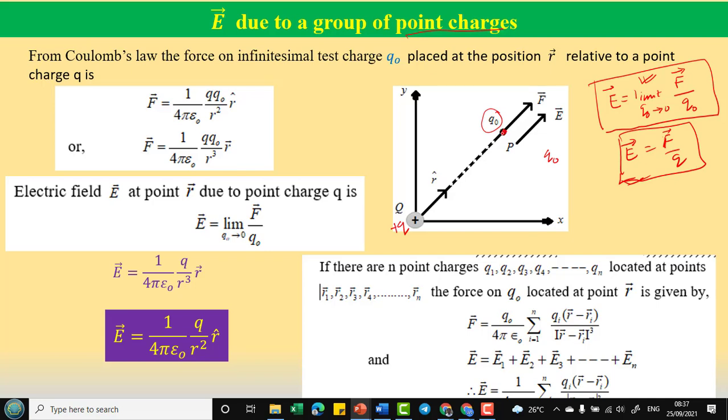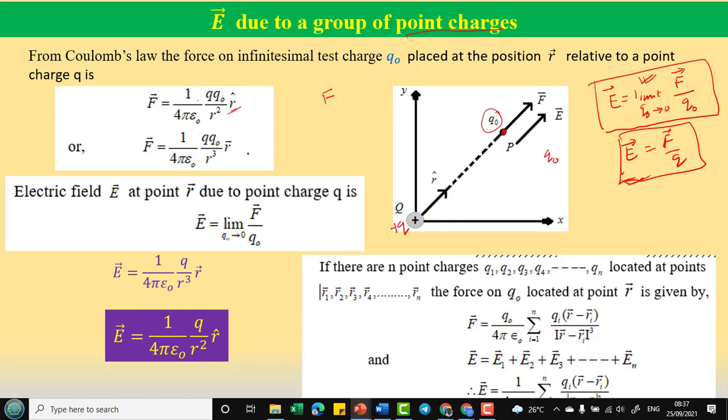Whenever we place it over here, we are going to find how much Coulomb force is experienced by this charge. Let us say that is F, and of course it will be given by Coulomb's law: 1 over 4 pi epsilon naught, Q naught over R square, directed along this position vector. So the unit vector R we are writing here.